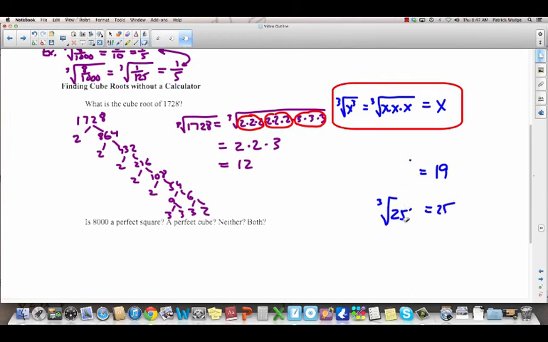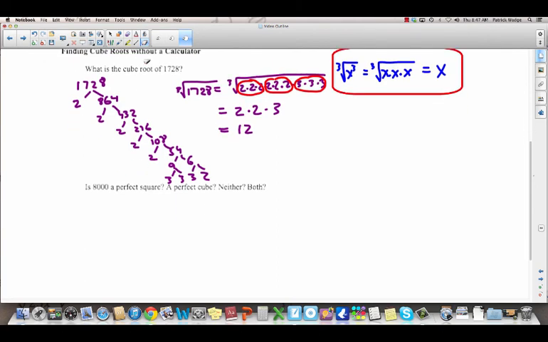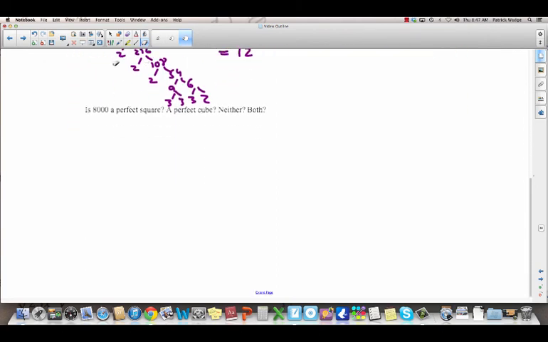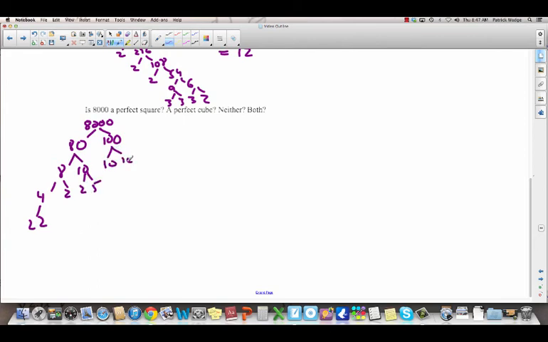Last question. Is the number 8,000 a perfect square? Is it a perfect cube? Is it neither of those things? Is it both of those things? Well, let's start by making our factor tree. 8,000 is the same as 80 times 100. We could do it that way. 80 is the same as 8 times 10. 8 is the same as 4 times 2. 4 is the same as 2 times 2. 10 here is the same as 2 times 5. 100 is the same as 10 times 10. 10 is the same as 2 times 5, and the other 10 is the same as 2 times 5.